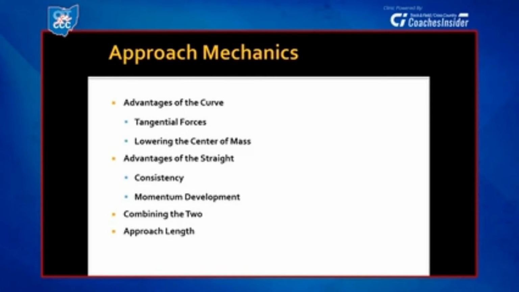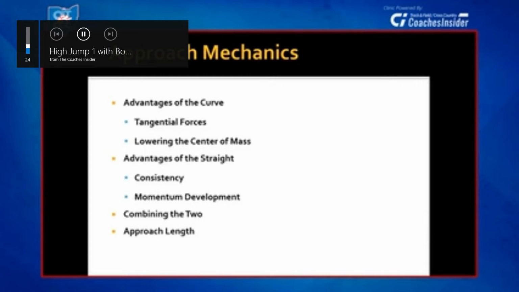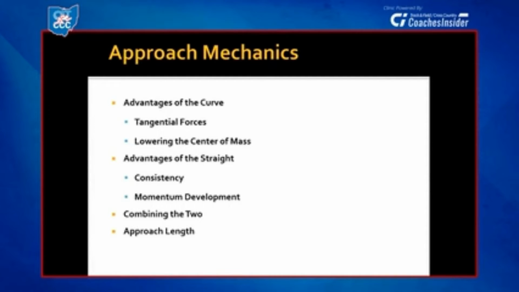And the other advantage of the curve is that it assists in lowering the body's center of mass. In order to jump effectively, you want to apply vertical force. And if you're going to apply vertical forces, then you have to have a path over which to apply vertical forces. So by lowering the body's center of mass, we provide that path. As the body rises, we can apply force.